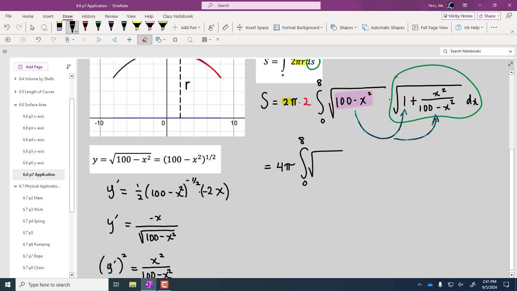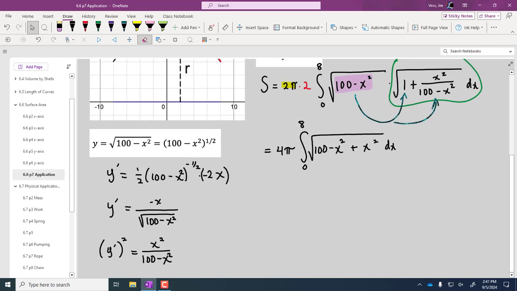Well, we still have this monster square root. 100 minus x squared multiplied by 1 is that. Multiplying it by the second fraction, we end up with positive x squared, which cancels very nicely. The x squareds cancel, the square root of 100 is 10, 10 factors to the front, so we end up with 40 multiplied by pi, from 0 to 8, and the only thing that's left is dx.